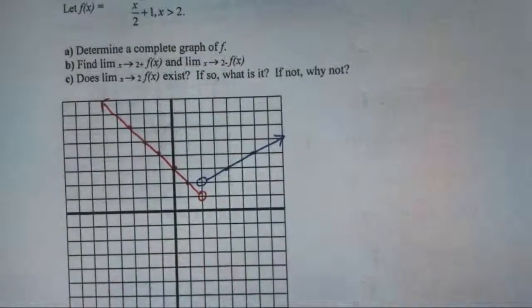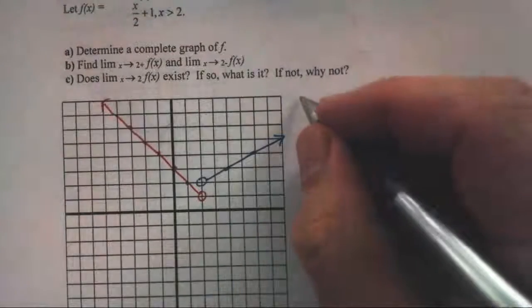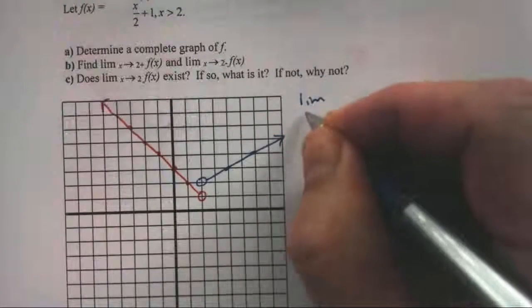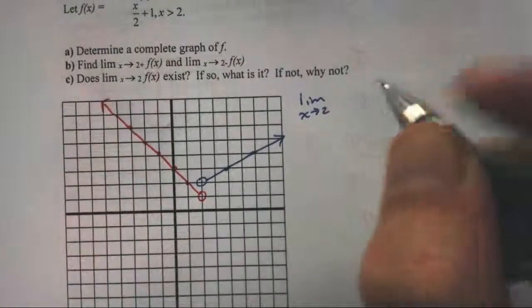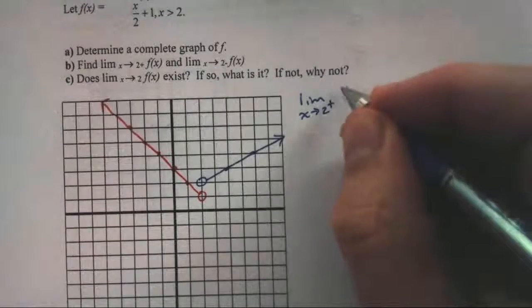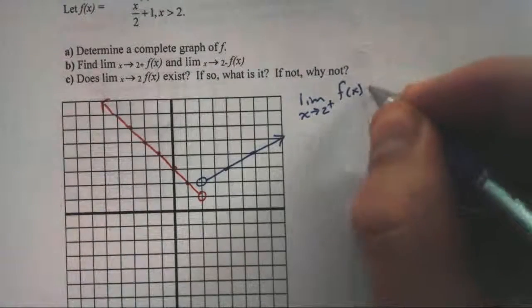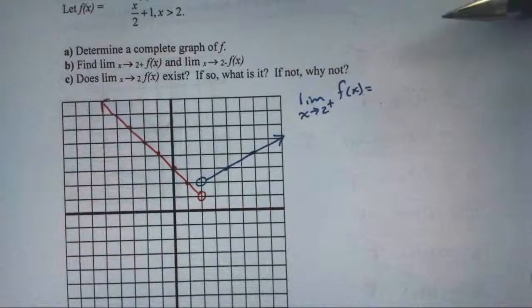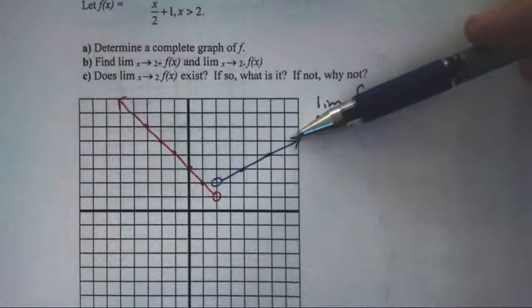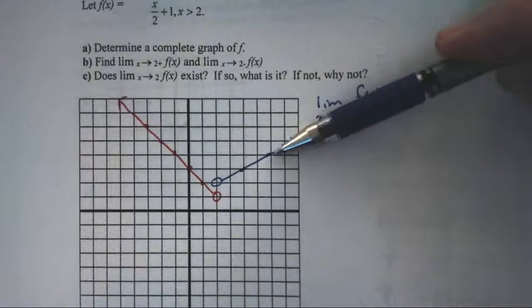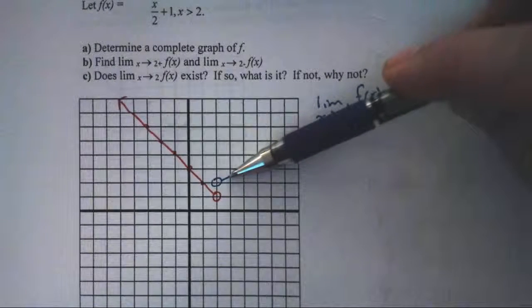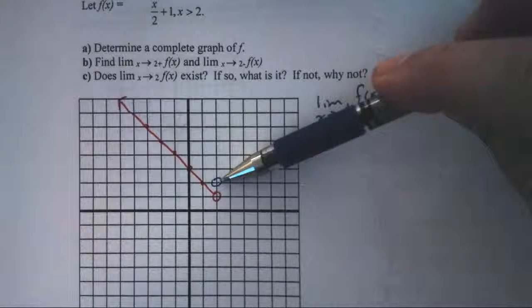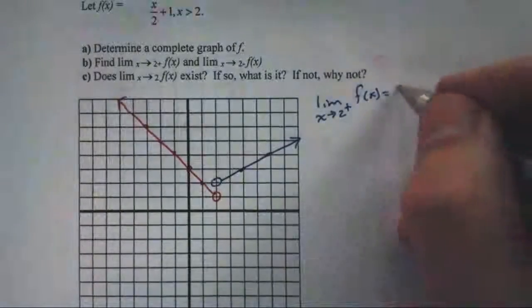So here's one, the limit as we approach from the right. That's my blue graph. So I'm going to go limit as x approaches 2 from the positive side, from the right, of f of x is... I'm not looking for another one, I'm all on my own. I just want to know how high up am I going to be when I get to 2. I'm at 2. How high up am I? 2. If I get there, it'd be 2, right?